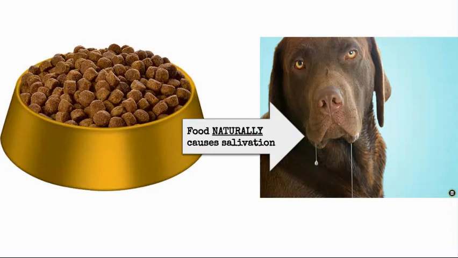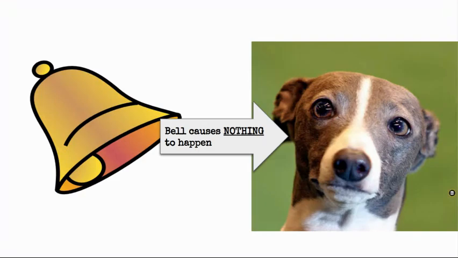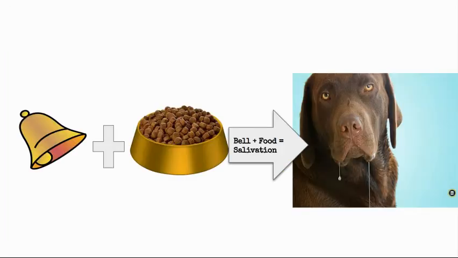So basic premise, food naturally causes salivation. That's not something new that we didn't know about dogs. We know when you ring a bell for a dog, nothing happens. There is nothing innately responsive for a dog when a bell rings. However, if you pair a bell and food, that dog will salivate. At this point, when we pair those things together, the dog is salivating over the food. When Pavlov started his experiment, the dog was originally salivating over that food.